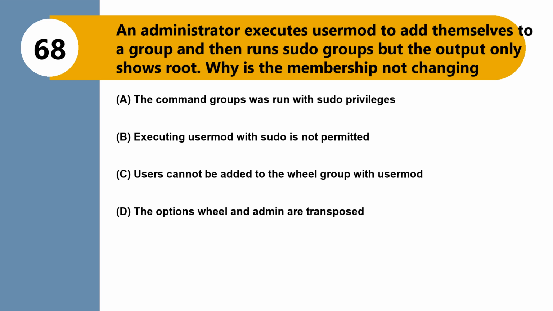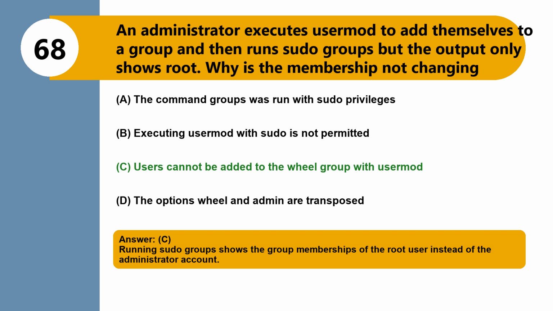Option A. The command groups was run with sudo privileges. Option B. Executing usermod with sudo is not permitted. Option C. Users cannot be added to the wheel group with usermod. Option D. The options wheel and admin are transposed. The correct answer is option C. Users cannot be added to the wheel group with usermod. Running pseudogroups shows the group memberships of the root user instead of the administrator account.